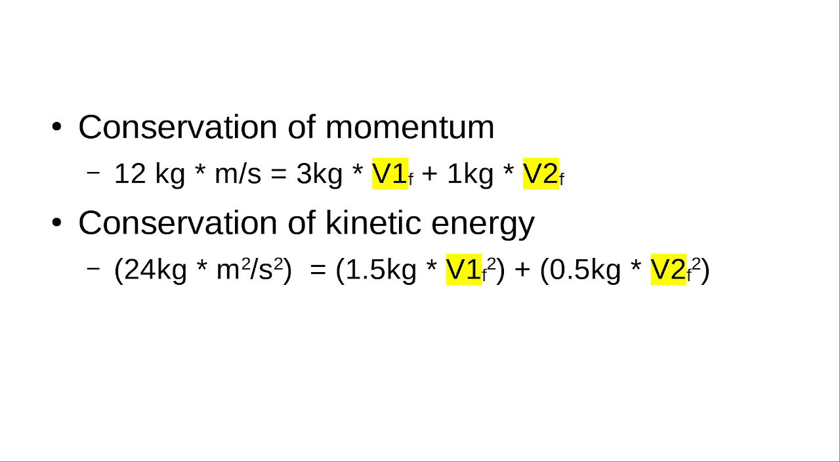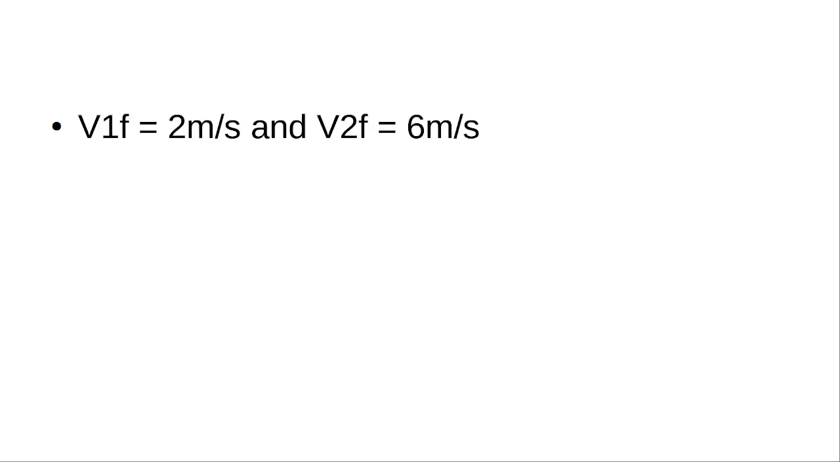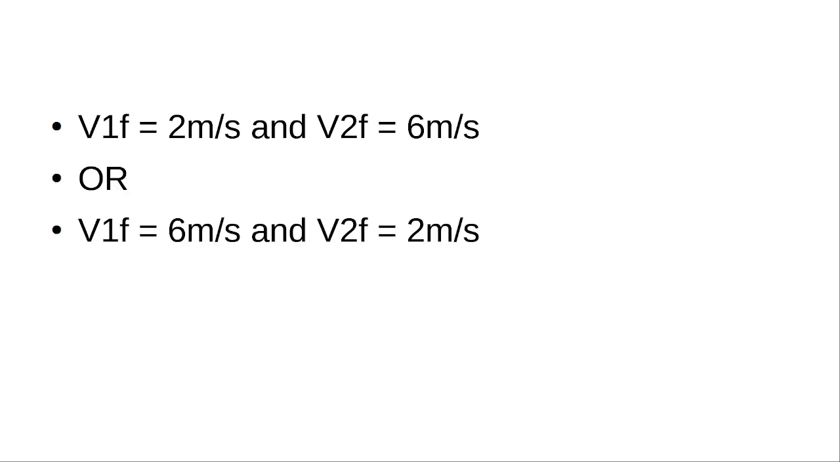So, the answer is the final velocity of the first ball should be equal to 2 meters per second, and the final velocity of the second ball should be equal to 6 meters per second. Or the final velocity of the first ball is equal to 6 meters per second, and the final velocity of the second ball is equal to 2 meters per second. Well, how is that possible?